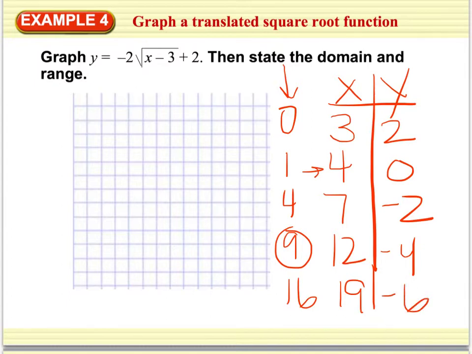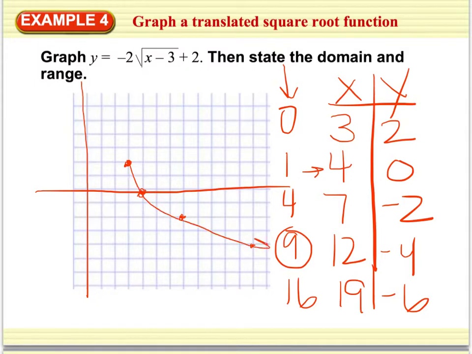Now obviously not all of those points are going to fit on the graph. Remember that we only need about 3. So I'm going to plot the first 2. So 1, 2, 3, and then up 2. And then 4, 0. 7, negative 2. And in this case, I can go all the way to 12, I think. 7, 8, 9, 10, 11, 12. And then down to negative 4. So this time our graph looks something like this.